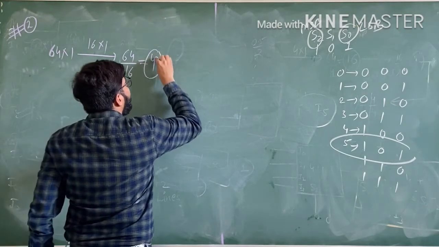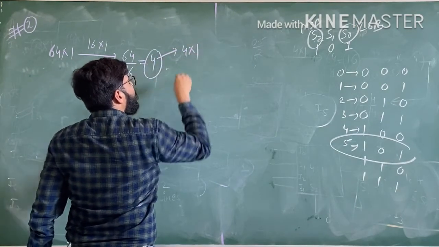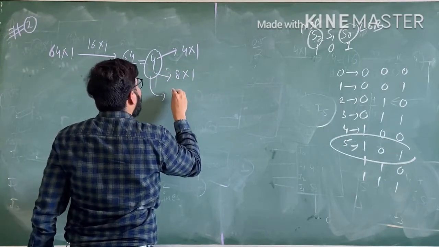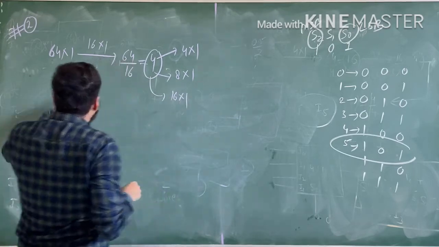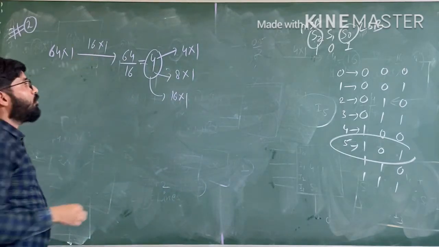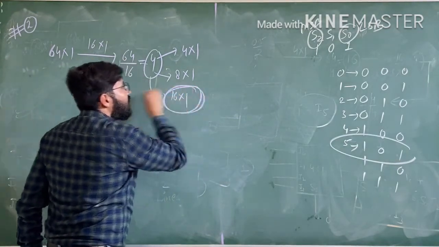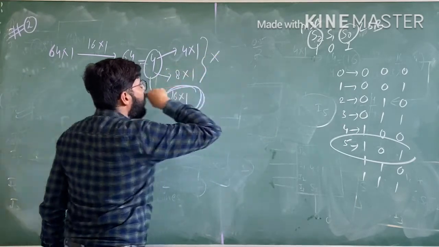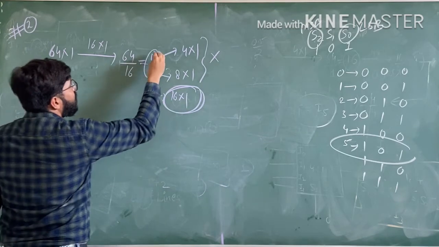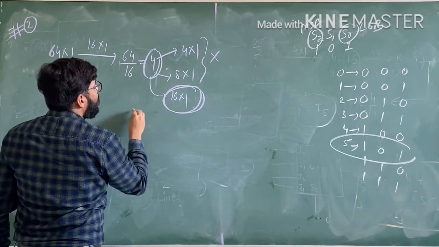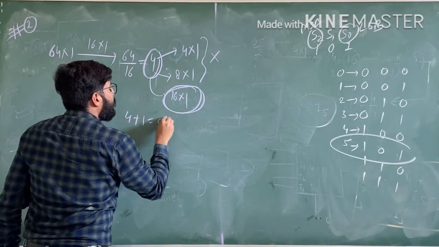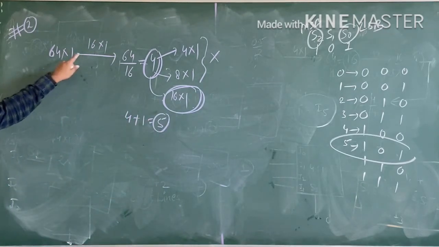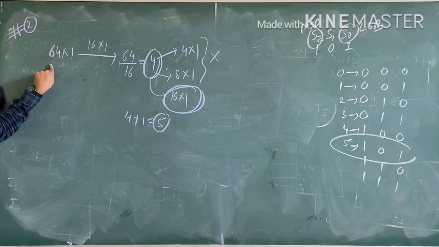For that there is a possibility of a 4 cross 1 mux also, a possibility of an 8 cross 1 also, or a possibility of a 16 cross 1 mux. But in this question it is given that you have to use the 16 cross 1 mux. So you avoid the other muxes and calculate. Suppose this is the 4 and this is 1, so you get 4 plus 1 equals 5. So 5 16 cross 1 muxes are required to design the 64 cross 1 mux.